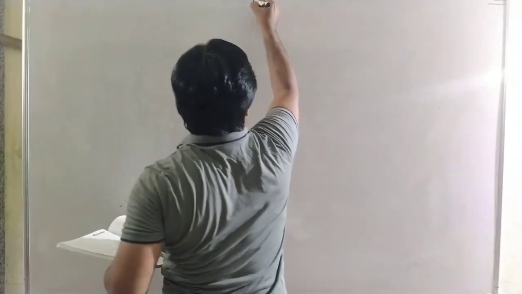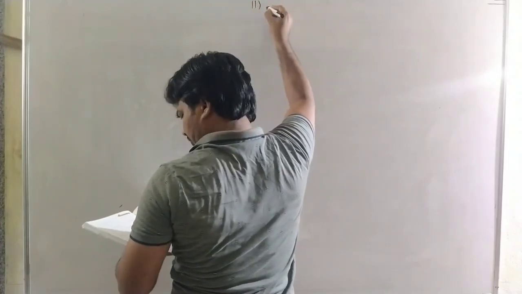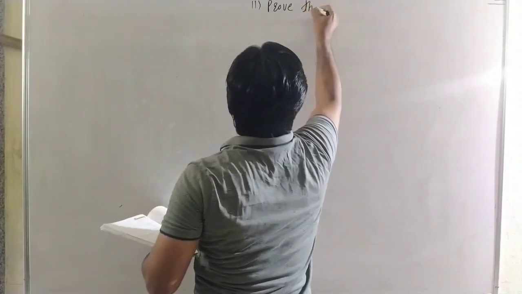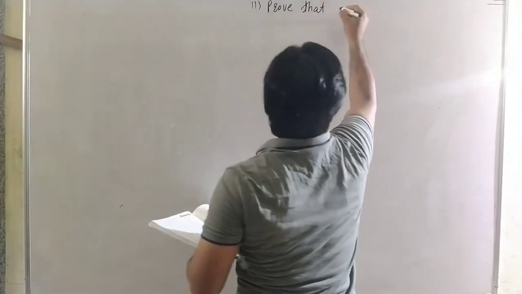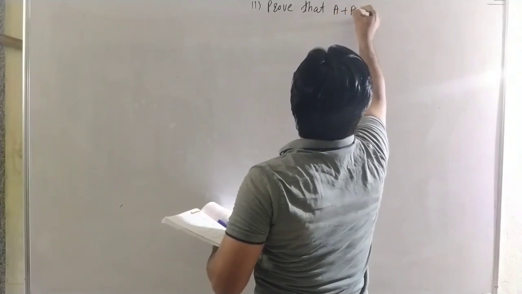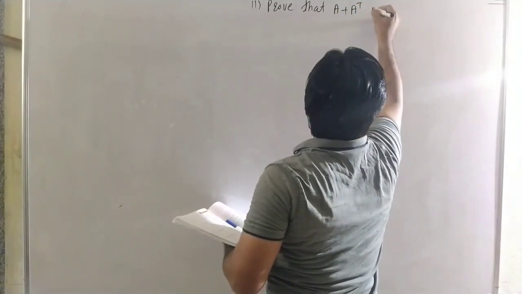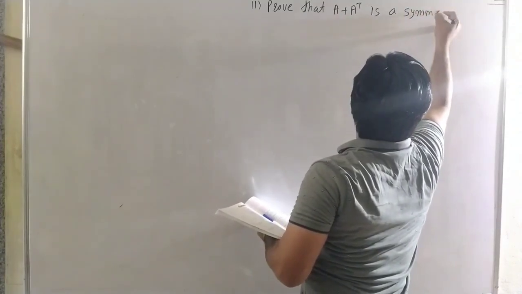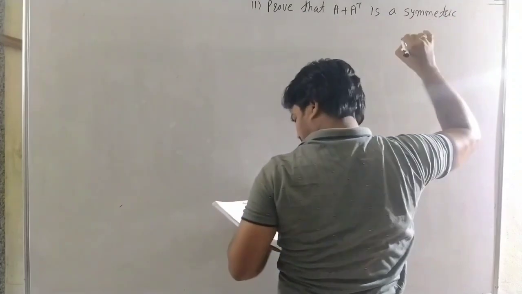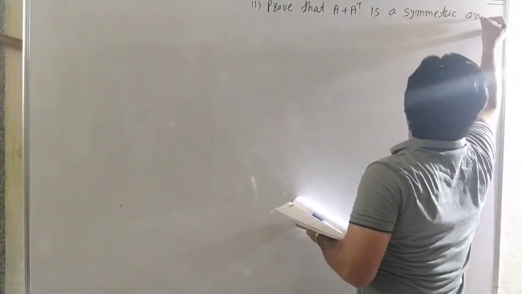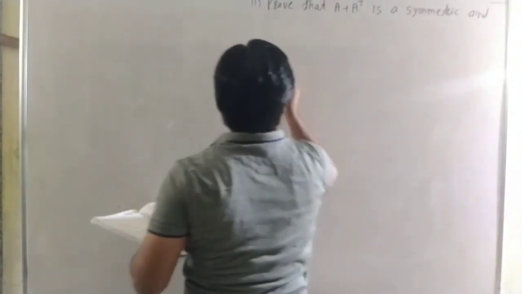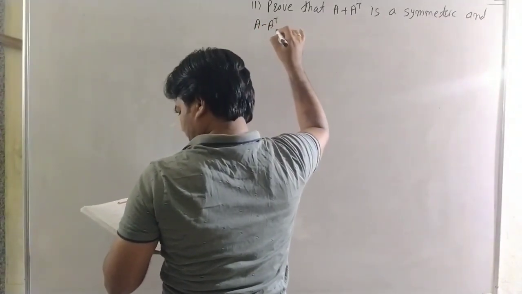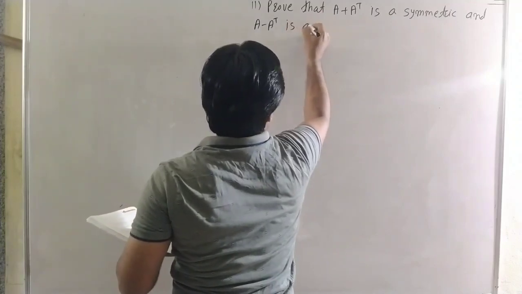Next, example number 11. Prove that A plus A transpose is a symmetric matrix and A minus A transpose is skew symmetric.